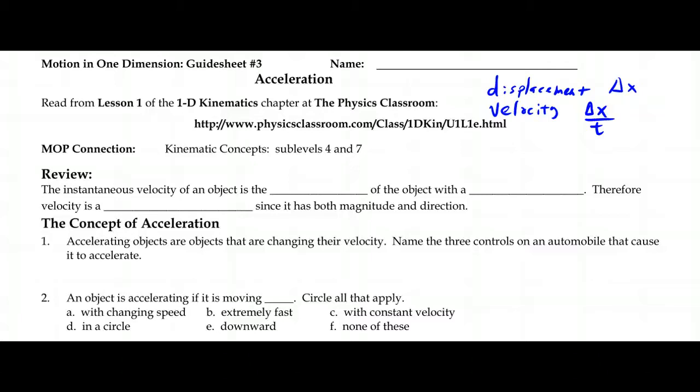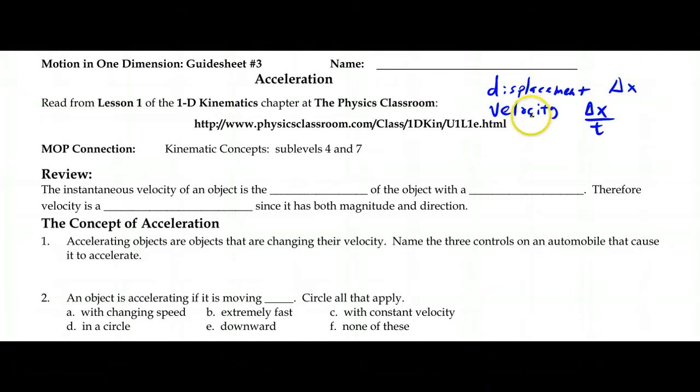Okay, this is our third guide sheet on one-dimensional motion, where we're dealing with the concept of acceleration. First, so far, we've gone through displacement, which is our change in x, and it's the change in position. It's a vector quantity because the direction does matter. We could go to the east, or the west, or the north, or the south.